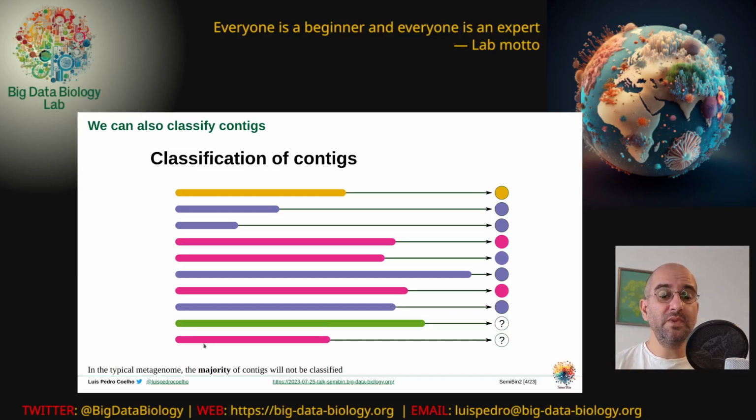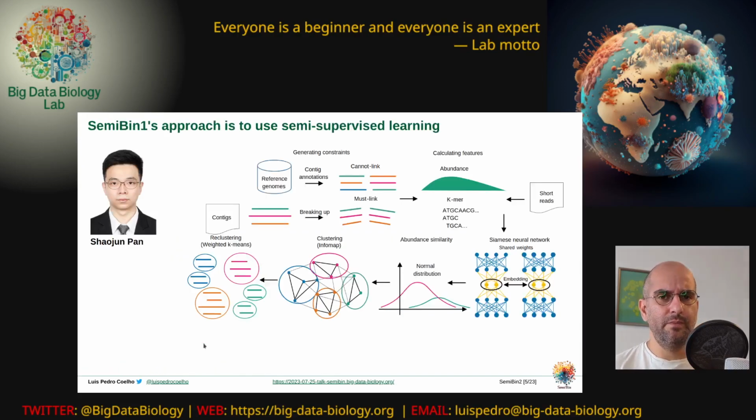So it depends obviously on which environment you're studying, but often the majority of your contigs will not be classified, at least not at the species level. Sometimes you might say, oh, it looks like this phylum or this class, but the real species level classification is normally not possible, or it's only possible for a fraction of the contigs.